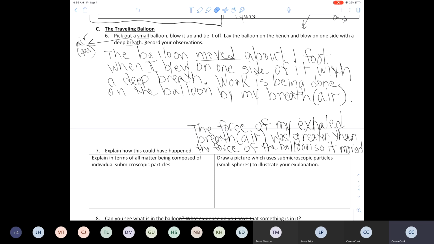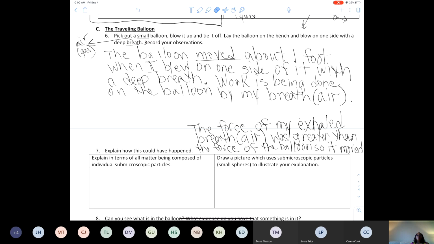So I think we're all back into the general room. So let's discuss part C, the traveling balloon. And so when I blew on one side of the balloon, you notice that the balloon moved. It moved about a foot or so in distance.